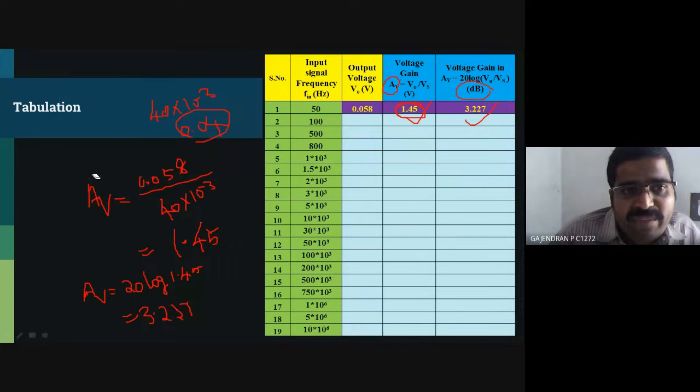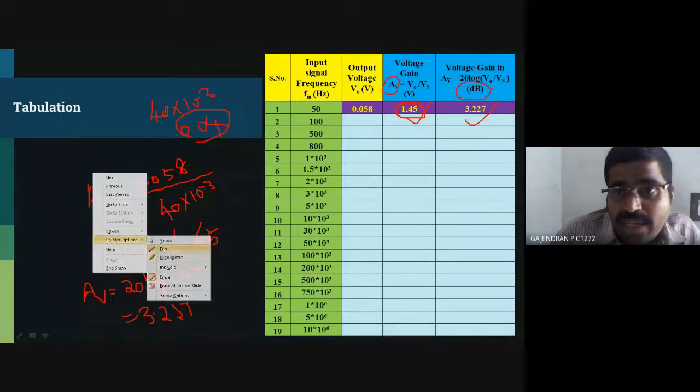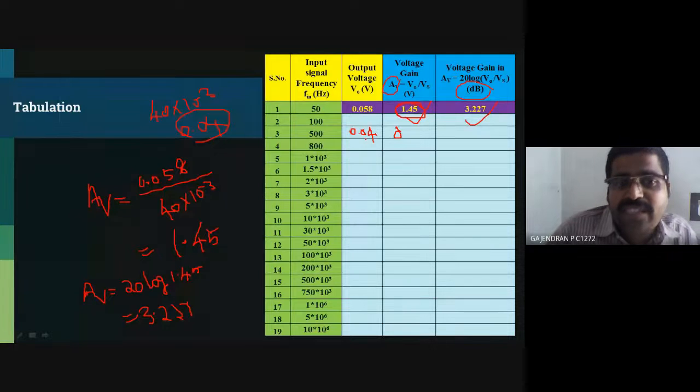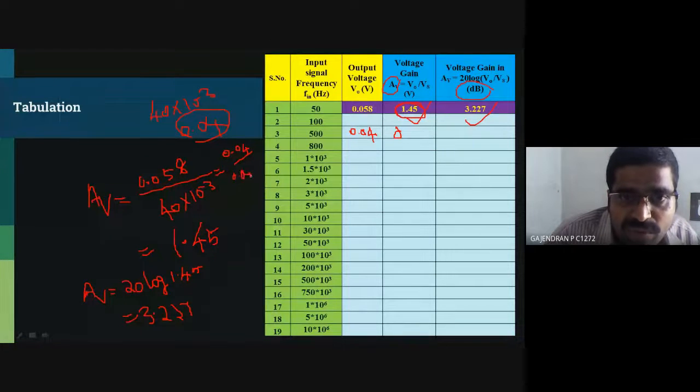Let me ask an example. If I am getting 0.04 voltage as output, what is the gain? 1, sir. So in this case, the output voltage is 0.04 and my input is also 0.04. Therefore, gain is 1.